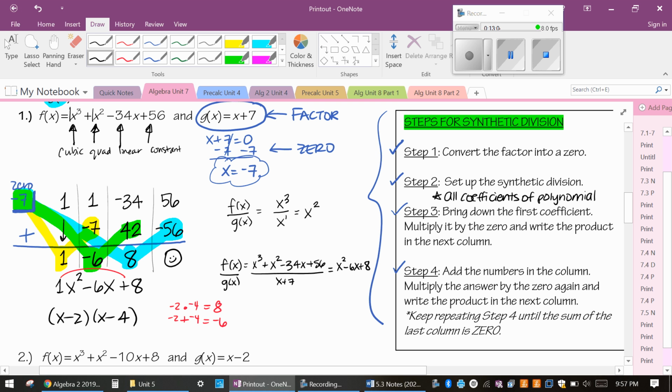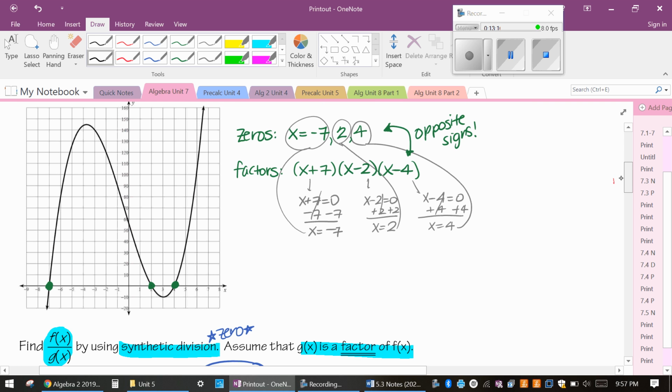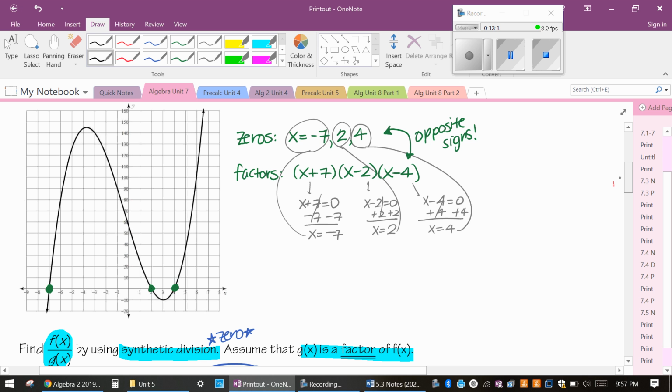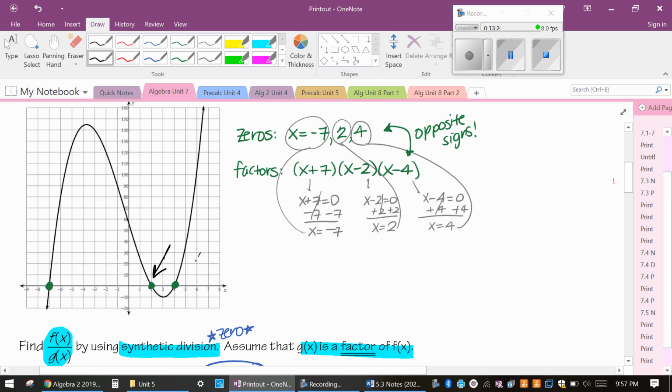So this factors as x minus 2 and x minus 4. If you notice, if I were to set each of these factors equal to 0, I'd get +2 and +4. Look at the graph. Besides -7 as a zero, we also said that there was a +2 and a +4 as zeros. So that's going to be coming up in another lesson.